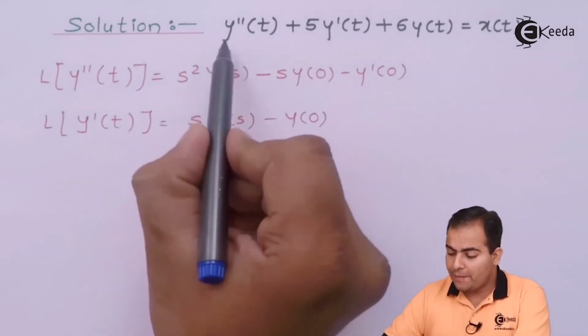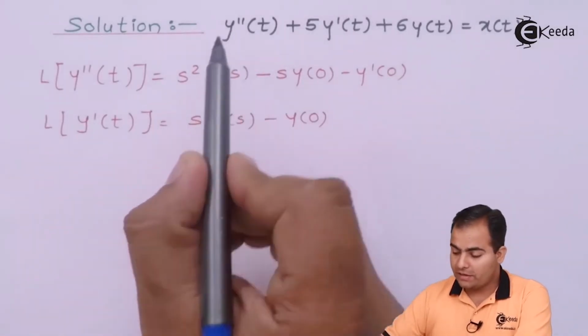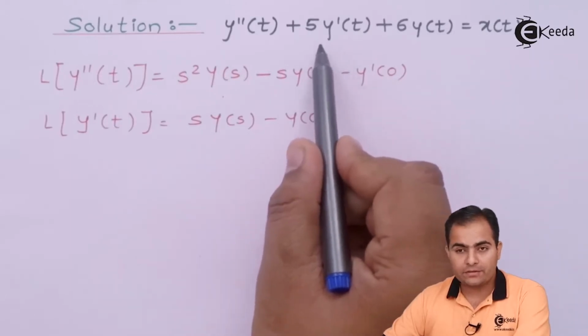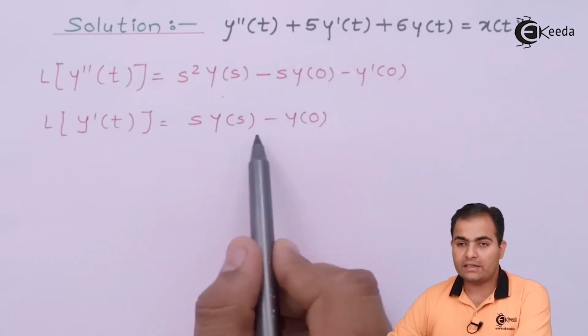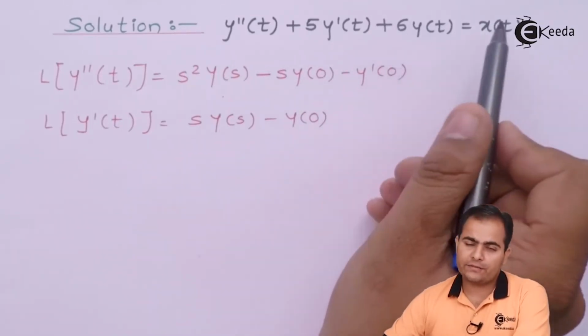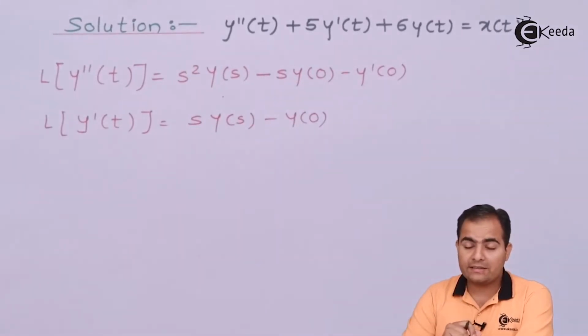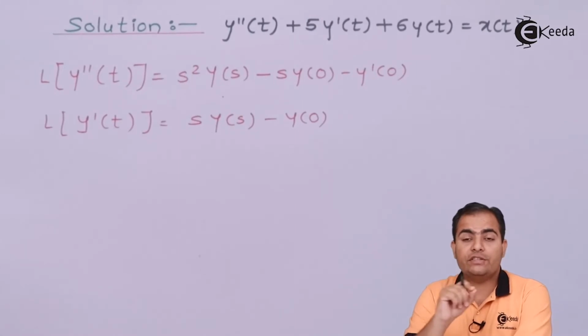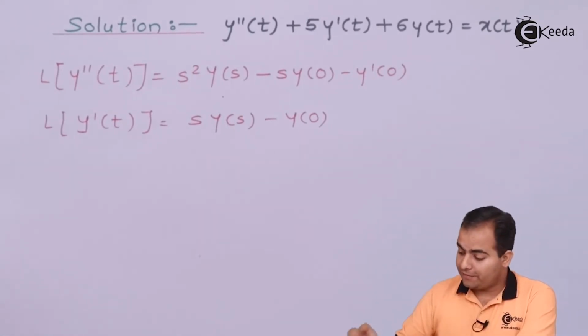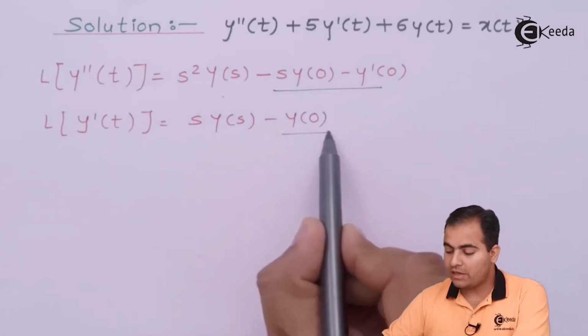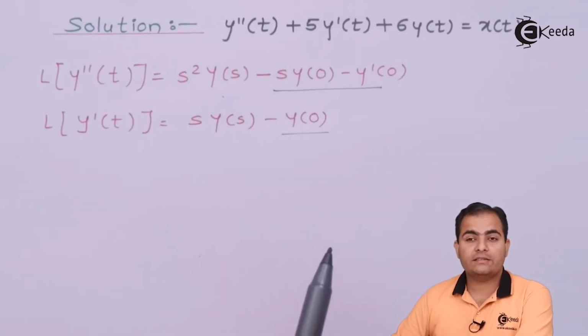Now if we apply the Laplace transform to y double dash of t, you will get this result. Similarly, if we apply the Laplace transform to y dash of t, this will be the result, and the Laplace transforms of y of t and x of t are y of s and x of s respectively. But what I'm going to write next is that we assume the initial conditions are 0, which means these terms are considered as 0.